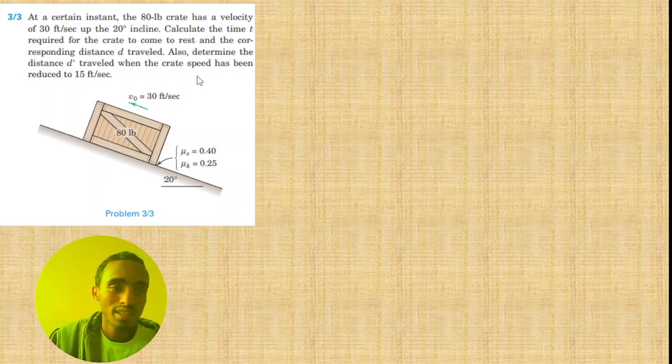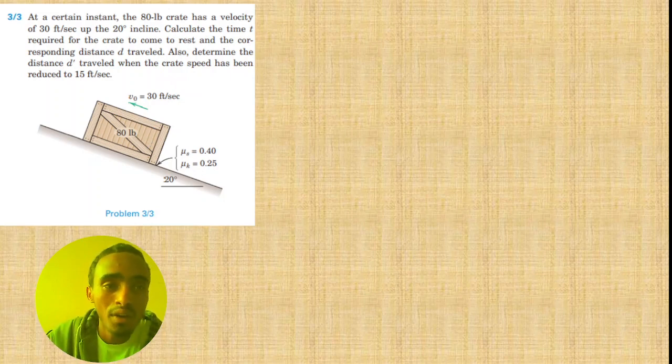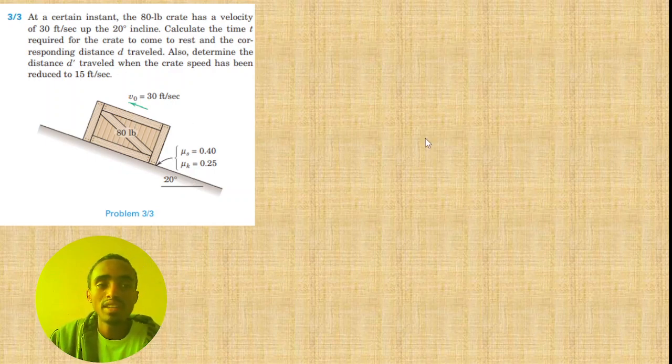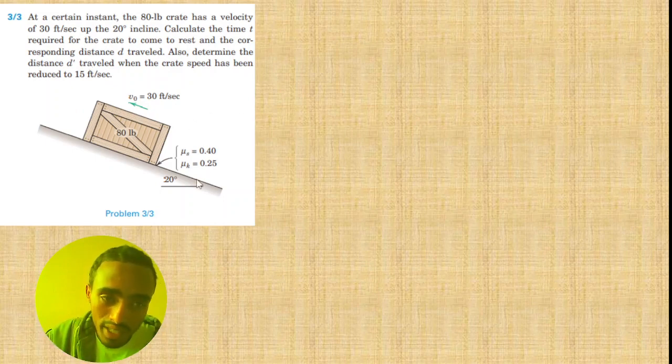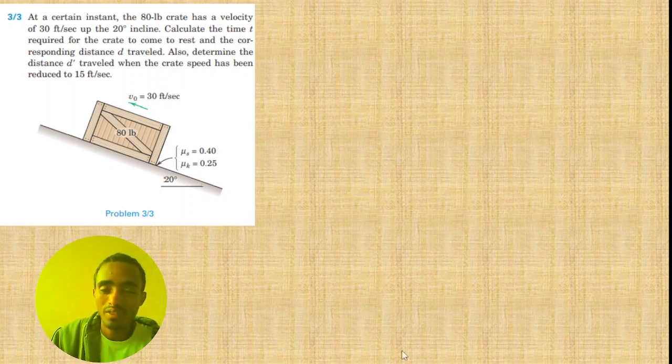We are asked to determine the time required for the crate to come to rest, which means the final velocity is 0, and also the distance d traveled by the crate when its speed is reduced to 15 feet per second. First it is 13 feet per second, then it is reduced to 15 feet per second. What is the distance required to reduce this? We are given the coefficients of static and kinetic friction, 0.4 and 0.25 respectively.